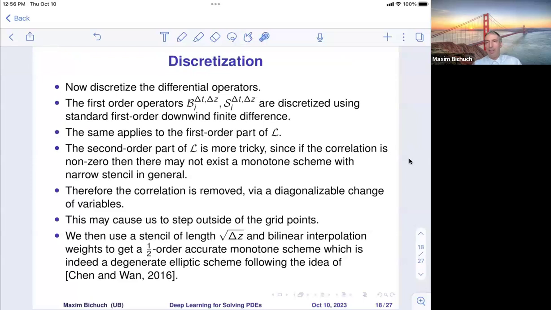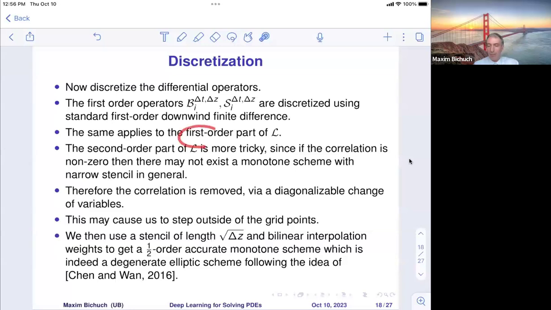So that's all nice and classical, and so now I think the idea is clear. We try to discretize the differential operators and see what we can do. And as I hinted, the first order operators do not create any problem. You can basically discretize them, I'll say, almost any way you want. Classically, it'll be a first order downwind finite difference. So that's all nice. Ideally, you would apply the same thing to the operator L, but that's where a lot of problems will come.